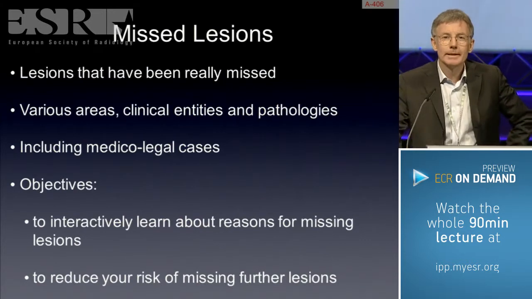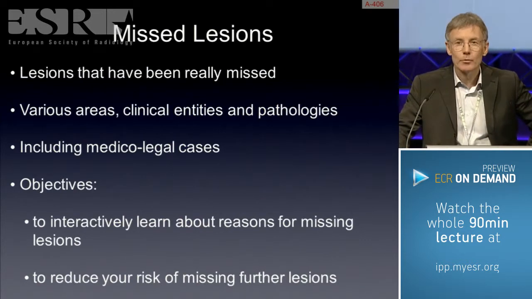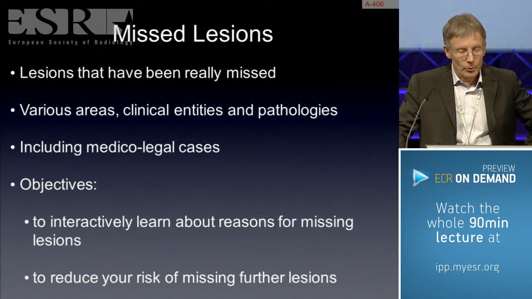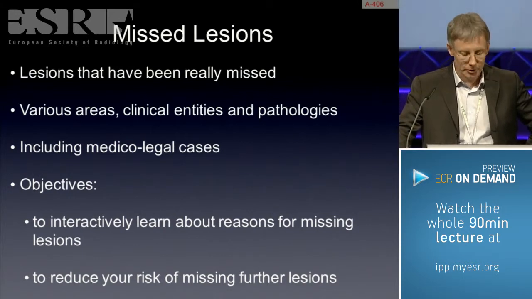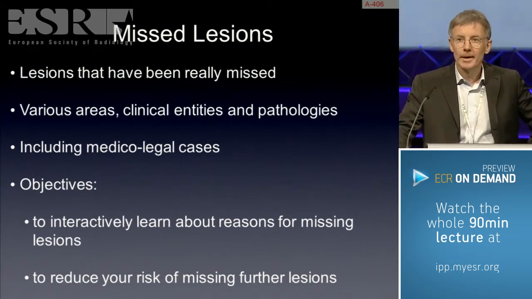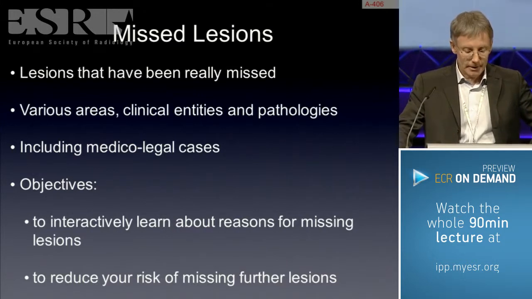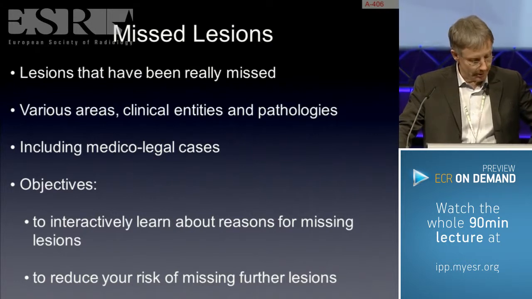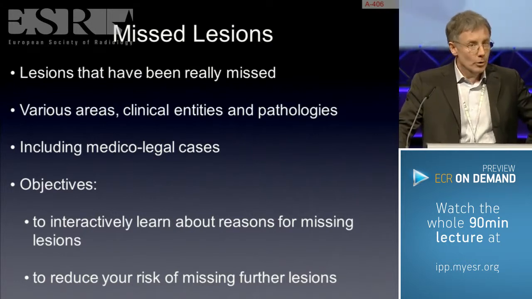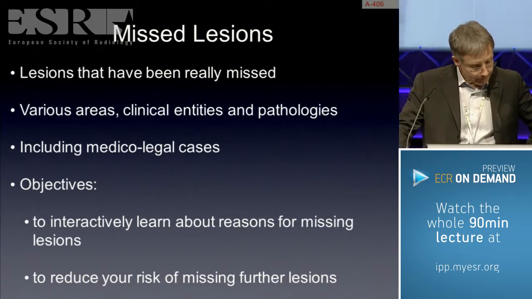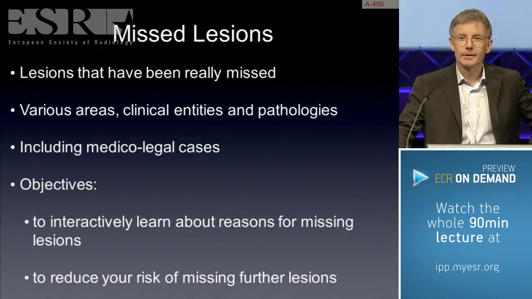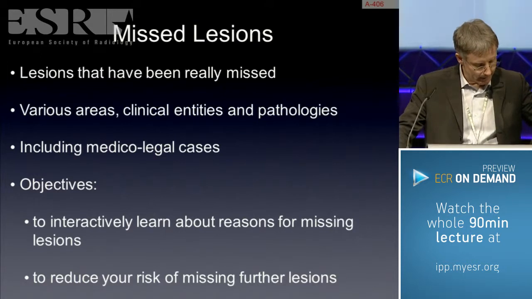We will show you missed lesions this afternoon that have really been missed. We will look at various anatomical areas, clinical entities and pathologies. We will include medico-legal cases, and our objectives are to interactively learn about the reasons for missing lesions and to help you reduce your risk of missing further lesions. We will concentrate on the chest X-ray, but we will show you several cases of missed lesions on CT scans.